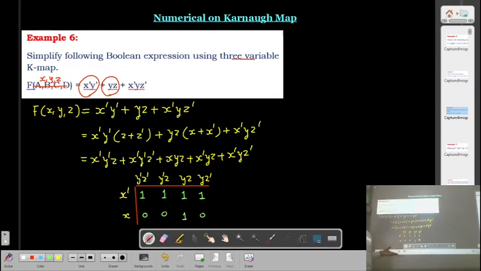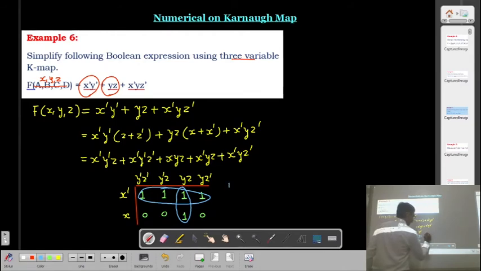Now we have to mark whether there is any pair, quad or octet, and then you can write the expression. Correct? So here in the first row, all four high levels are there, so they are making a quad. And here we have this single term, but actually it is making a pair. So what is my expression?